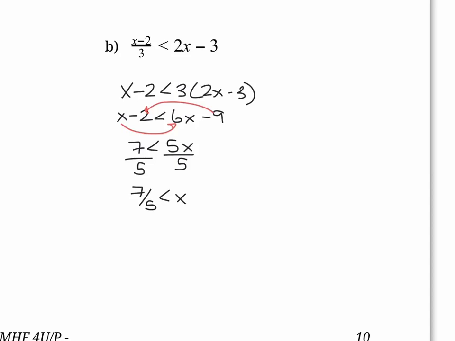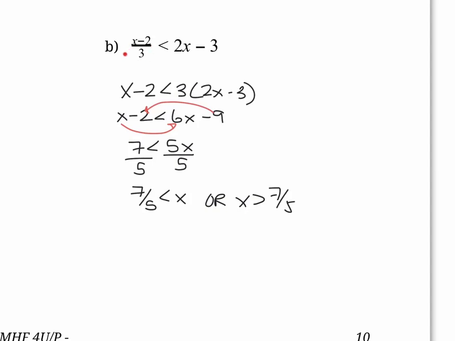If you're back at the video, you're here to check if you've got the final answer. We're left with an answer of 7 over 5 is less than x. Another way to write that is just putting the x first and a greater than sign: x is greater than 7 over 5. So just a quick recap.